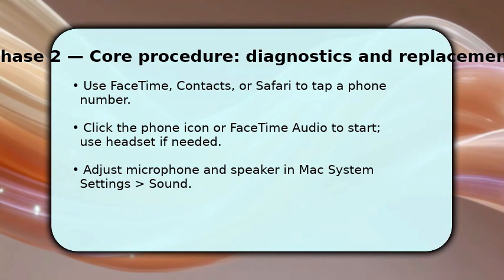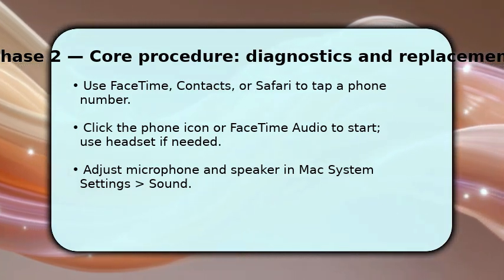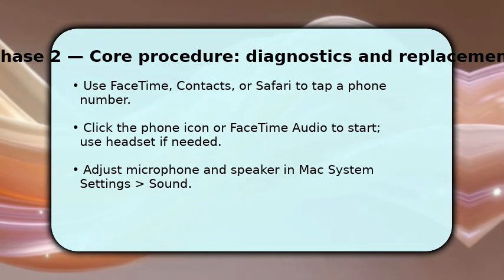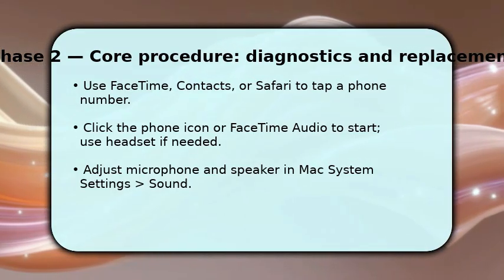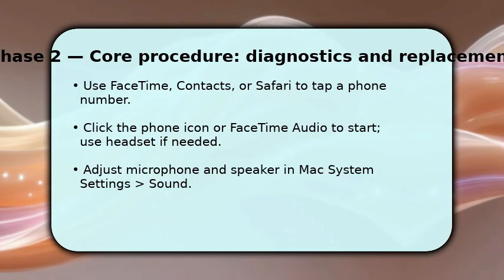Now you place the call. Open Contacts, FaceTime, or any web page with a phone number and click the phone icon or FaceTime audio. This uses your iPhone's cellular connection via continuity. Once connected, manage volume and mic from the Mac or switch to a headset for clarity.